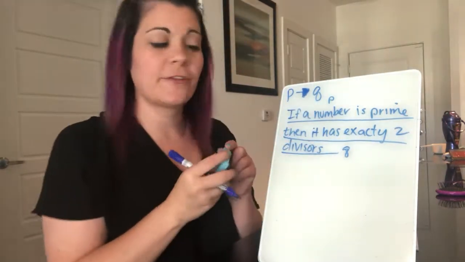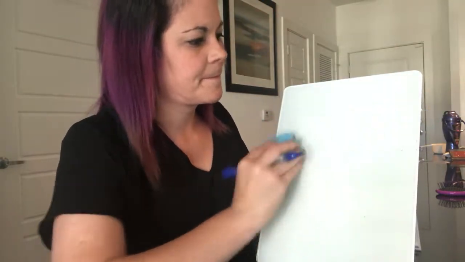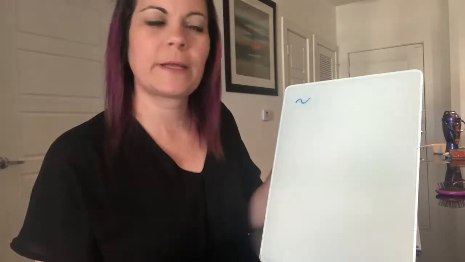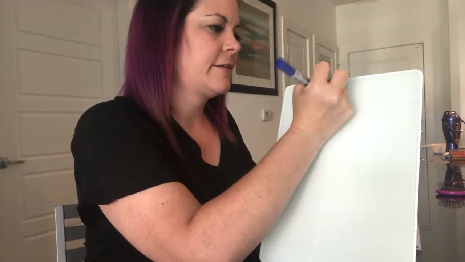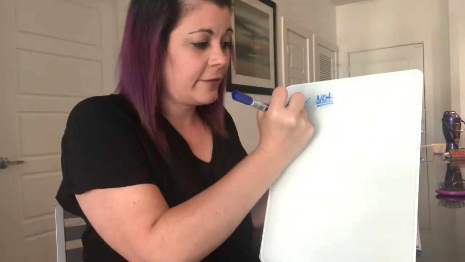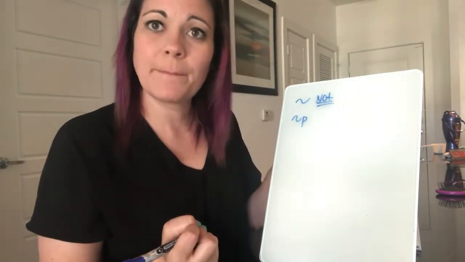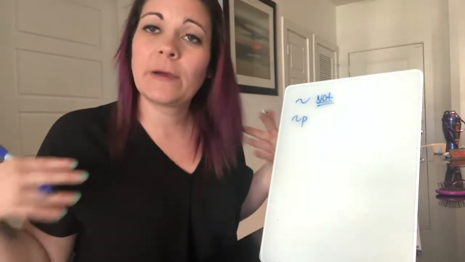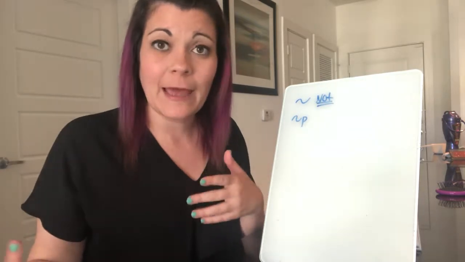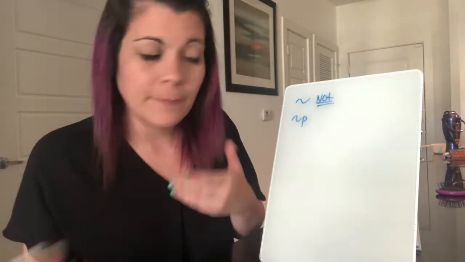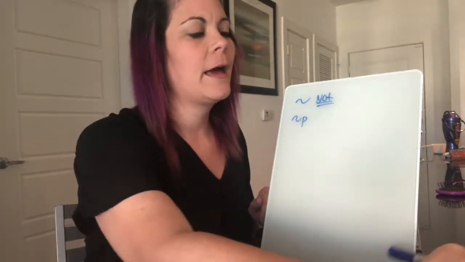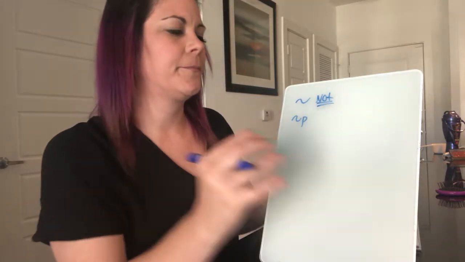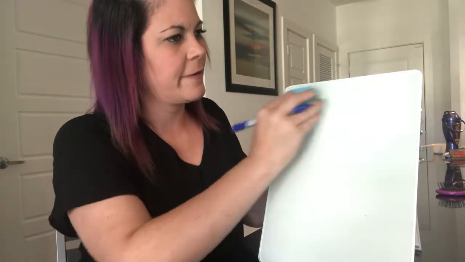Some other symbols that you might see are this little squiggly symbol. This means not, the word not. So if you see this, that means not P. That means you would have to negate what P said. In this case, P was a number is prime. So to negate that, you say a number is not prime, because we want not P. So a number is not prime. Okay, so we've gone over that.